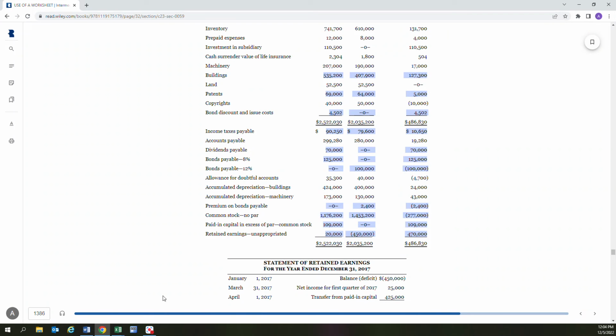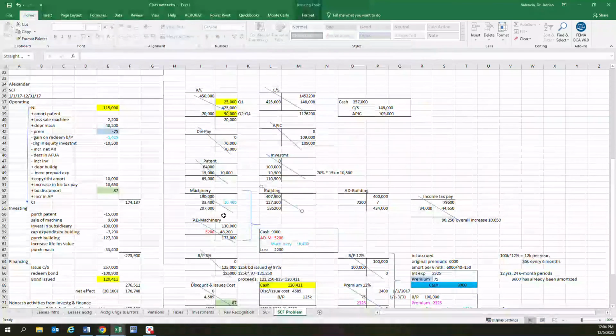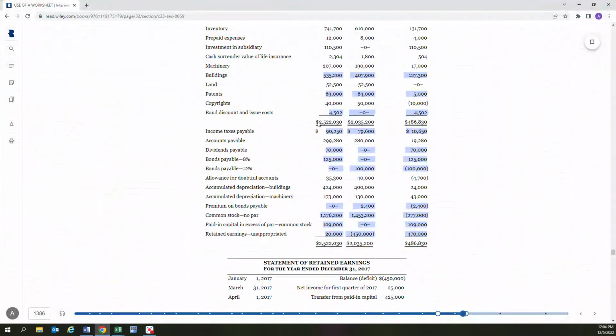I believe, let's see, what else did we do? We did the machinery and accumulated depreciation of the machinery. Did we mark those? Here's the machinery, which we fully explained. And the accumulated depreciation of the machinery, we also explained. So I'm just trying to mark up stuff that I don't need to do anything else with.